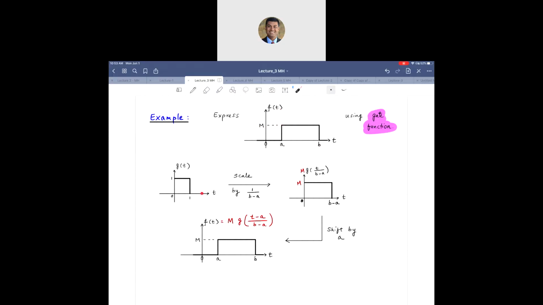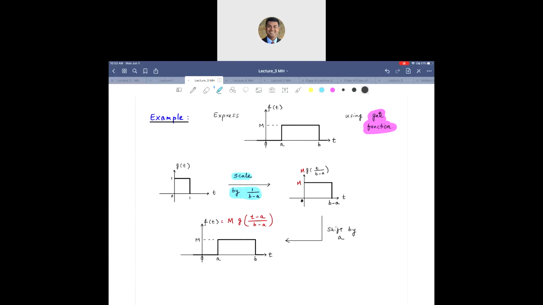So you start with g of t. It is for one time unit, height is 1. Otherwise it is 0. First, you realize that the pulse width is 1. I need b minus a. So I would have to time scale this by a factor of 1 divided by b minus a. So I need to stretch it by a factor of 1 divided by b minus a.